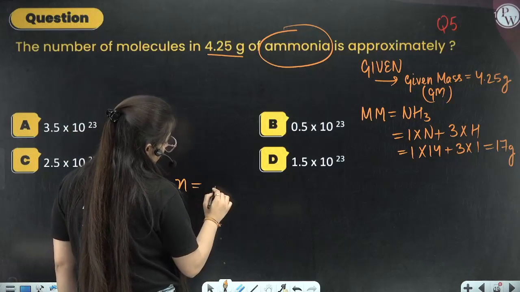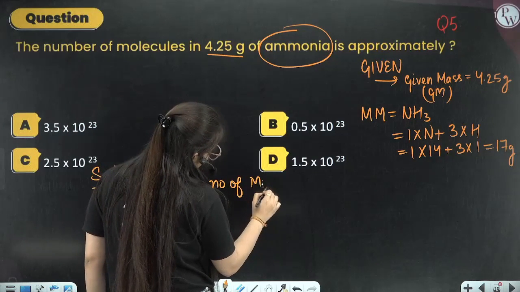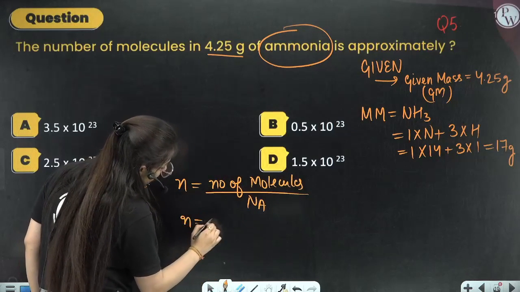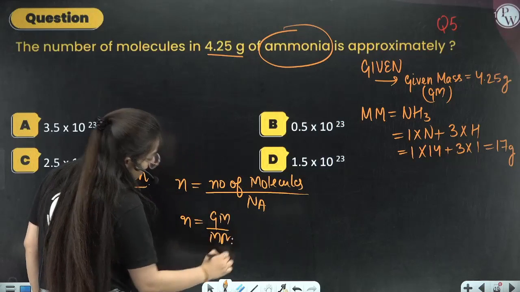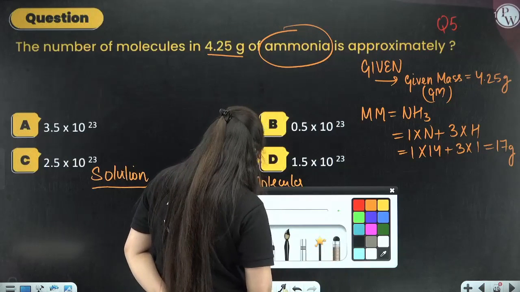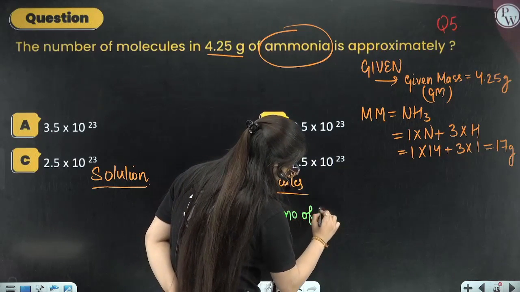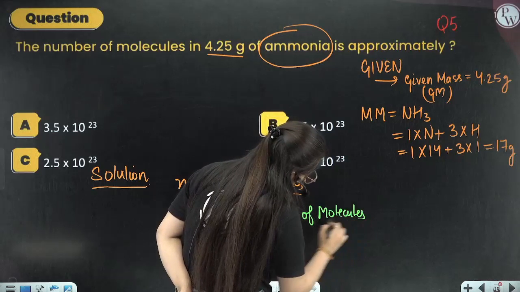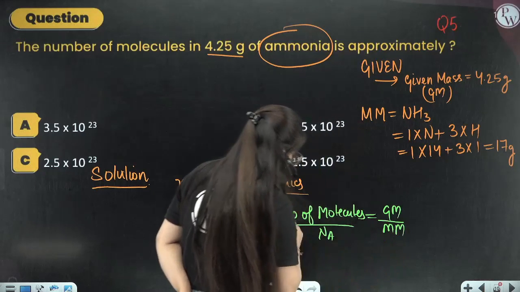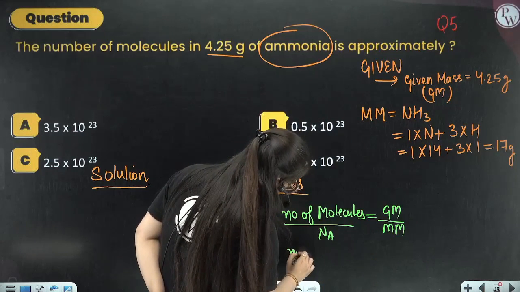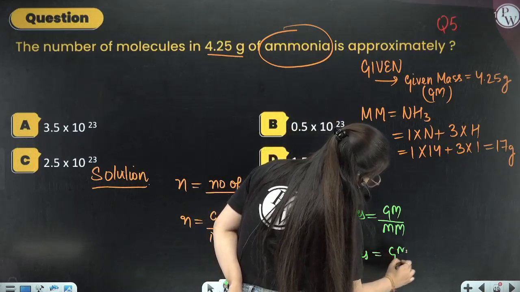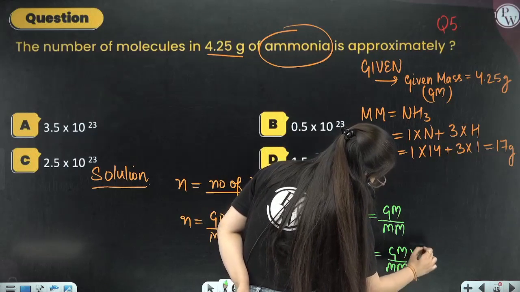Number of moles is equal to number of molecules divided by Avogadro number. Moreover, number of moles is equal to given mass upon molecular mass. So you can correlate both of these formulas. If you correlate them, what shall be the new formula? The new formula is number of molecules divided by Na is equal to given mass upon molecular mass. The number of molecules you need to calculate, as per the question, is equal to given mass upon molecular mass into Na. This will be our new formula.